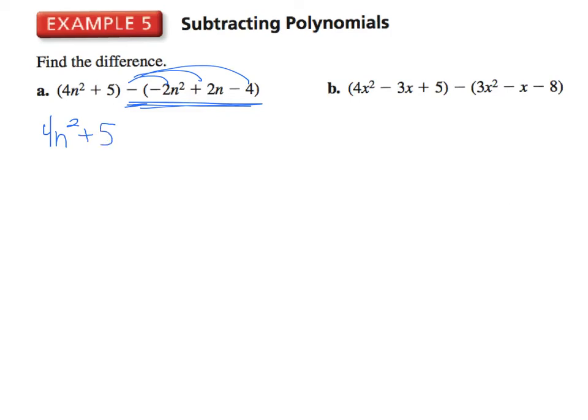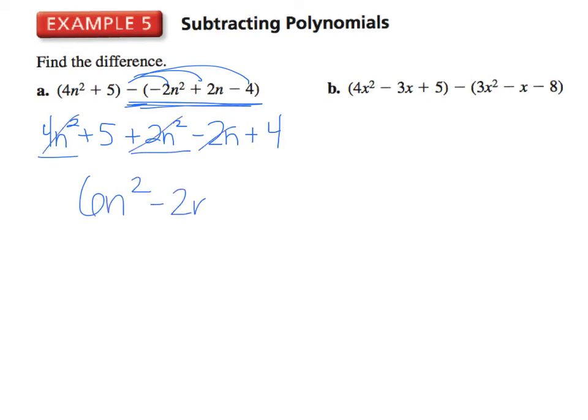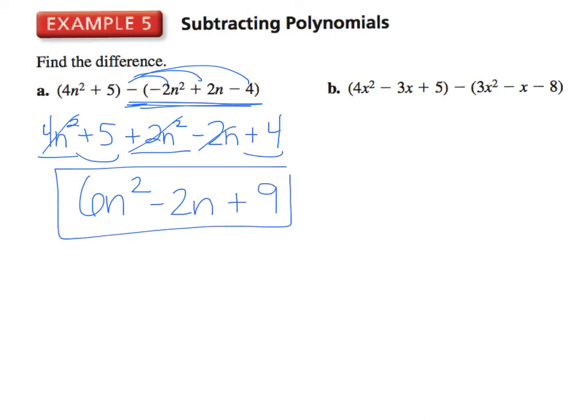Negative times negative 2n squared is plus 2n squared minus 2n plus 4. I distributed into the polynomial I was subtracting. I now combine like terms in standard form, and my answer would be 6n squared. Then the minus 2n plus 5 plus 4 gives me plus 9.